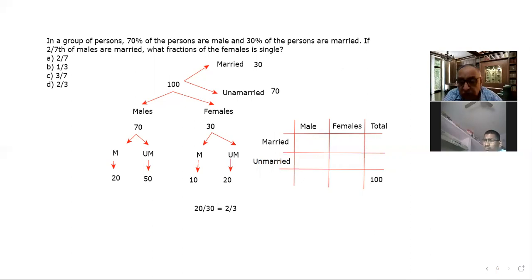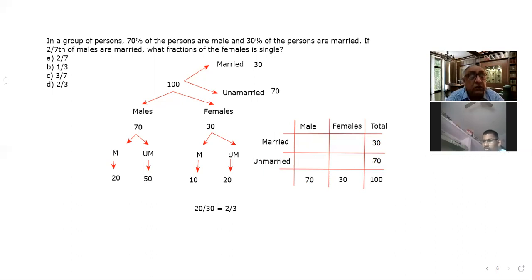Now, in the question, what is given? 70% of the persons are male. It means total males are 70, because the male column's total will be 70. Out of 100, 70 are male, and the remaining 30 would be female. It's clear, right? And 30% of the persons are married. Total married persons are 30, so the total of this married row will be 30. Out of 100, 30 are married and 70 would be unmarried. It's given again.